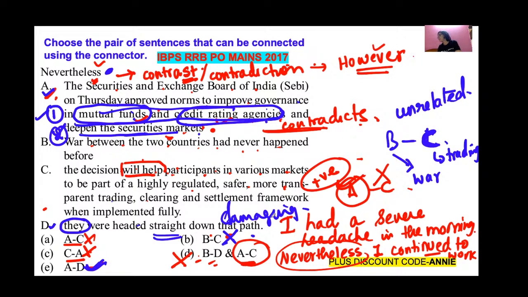Are you clear with this question? Yes. Okay, now I'll go to the previous question.